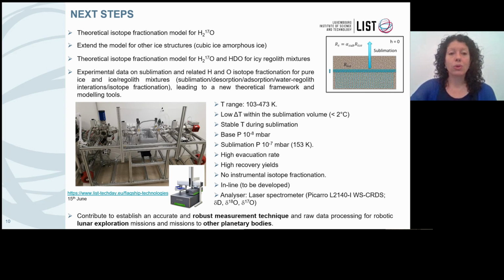And what we aim with all this is to contribute to establishing an accurate and robust measurement technique and raw data processing for robotic lunar exploration missions and missions to other planetary bodies.